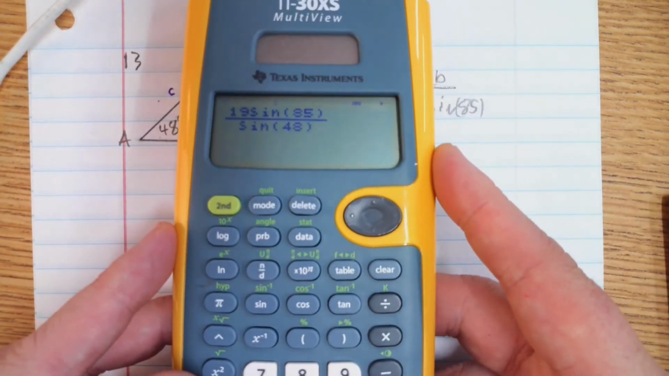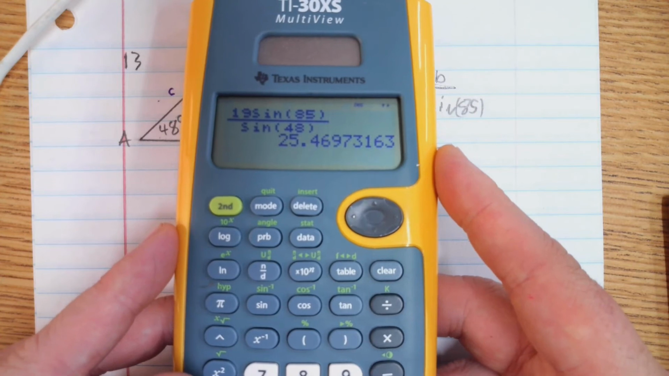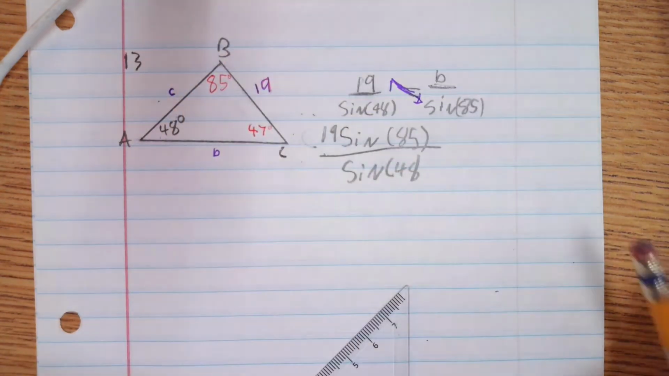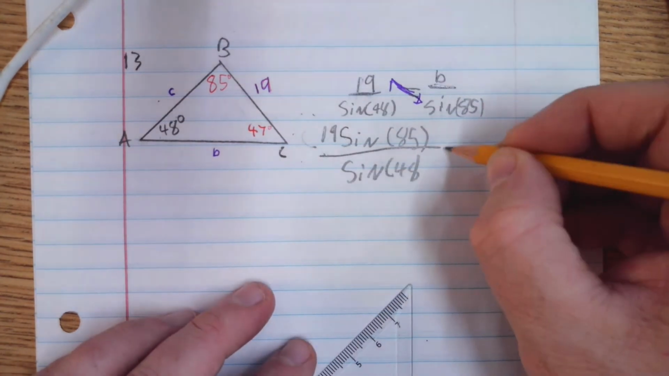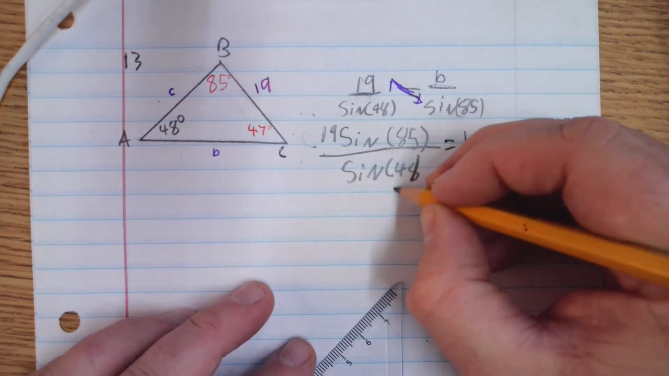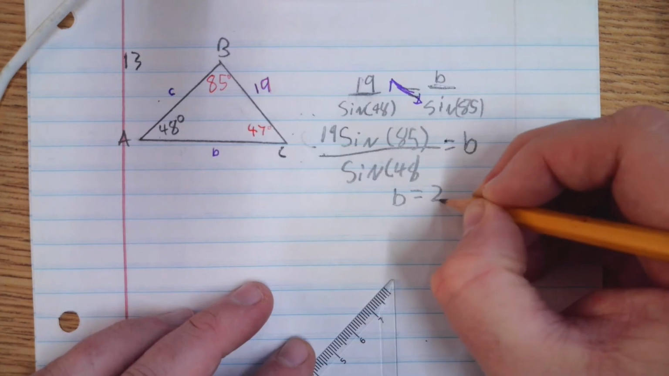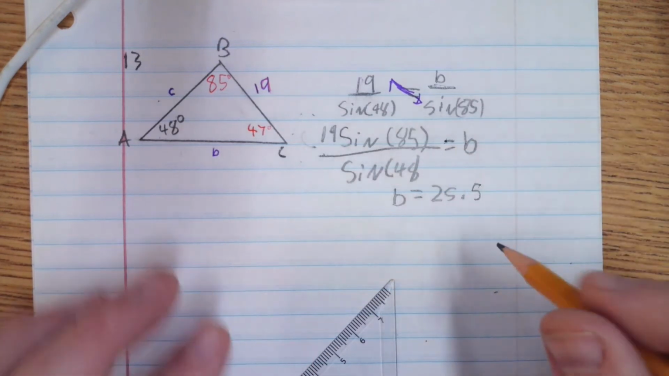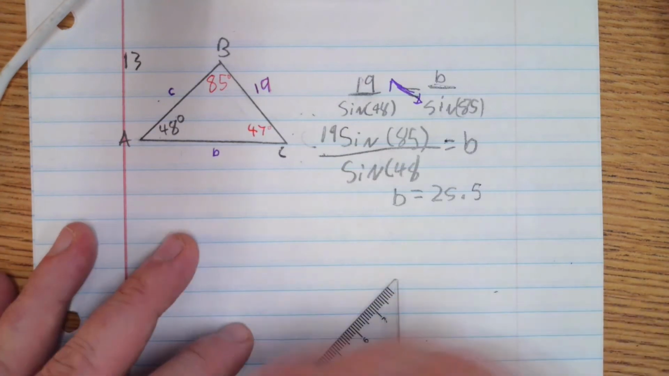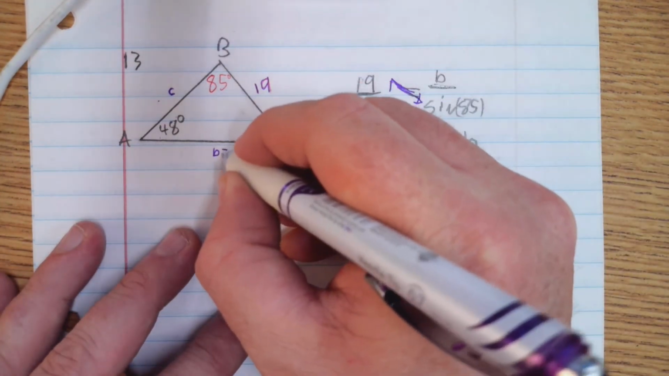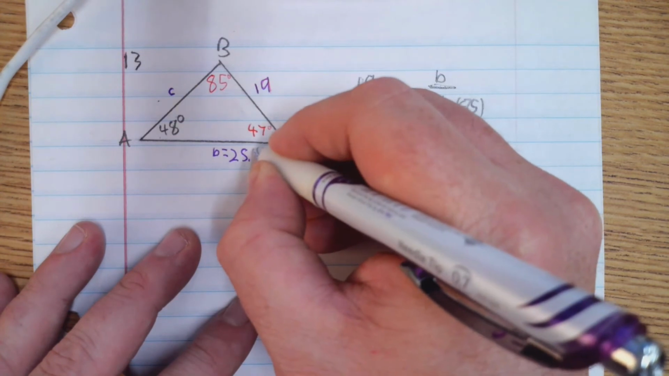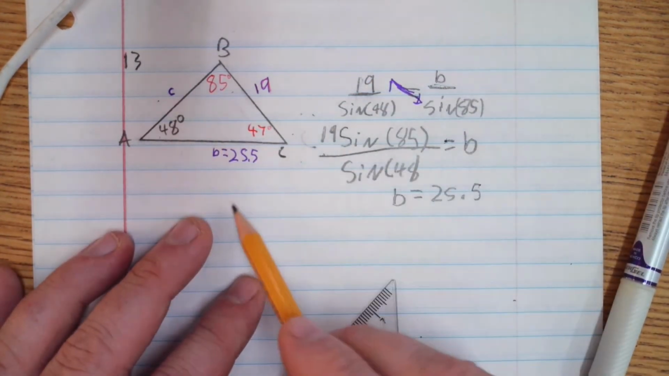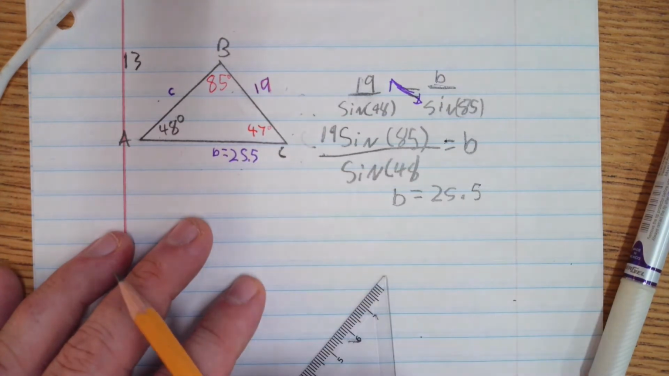Let's do that. And I get something. That would be what, 25.5? So that would be b would equal 25.5. Okay, let's make sure that makes sense. Makes sense because the biggest angle goes with the biggest side so far.